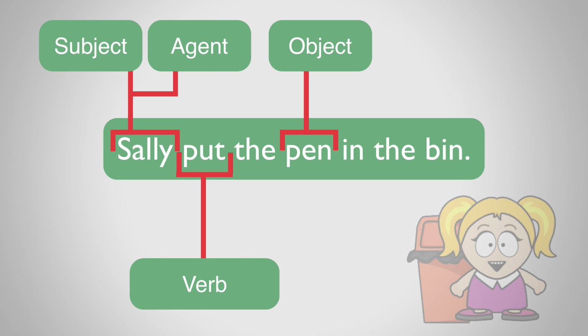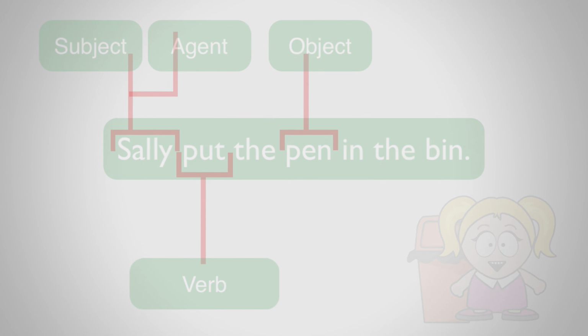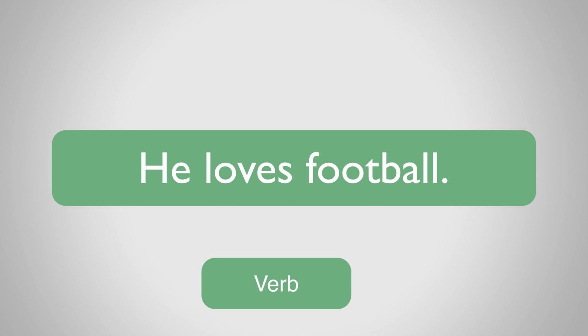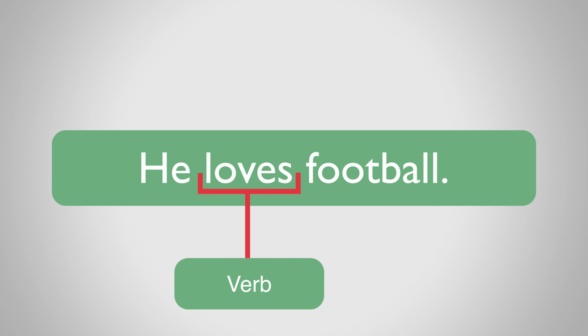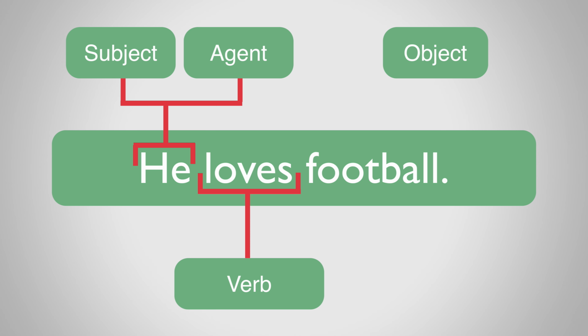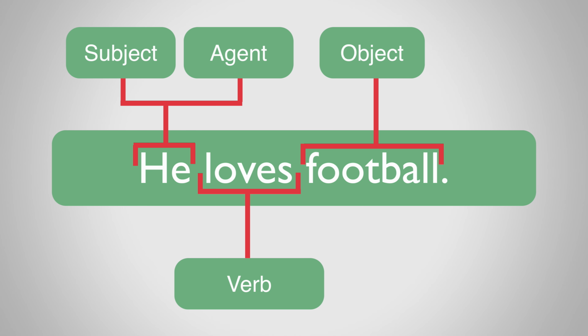Okay, one final example. This time, it's a little trickier. He loves football. So what's the verb here? Well, it's to love. The subject comes before the verb, so in this sentence, the pronoun he is the subject. This is also the agent, as he is the one who is the doer of the verb. Finally, the object in this sentence is the thing that is being acted on by the subject, so it's the thing that is being loved. That's football. So football is the object in this sentence.